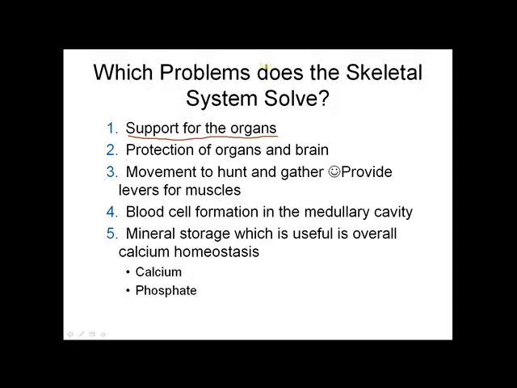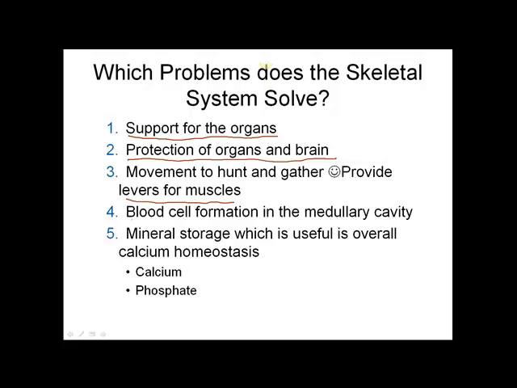So protection of organs and brains, that's obvious. A brain is just a bony helmet, and the organs, look about the heart and the lungs, they have a whole cage around them for protection. Movement, to hunt and gather, wink wink, and it provides levers for muscles. Okay, that's how we move around.